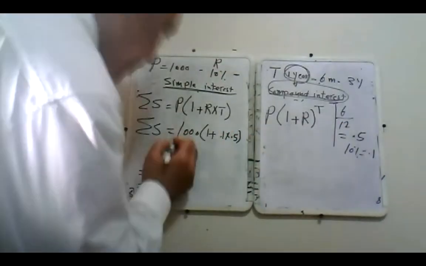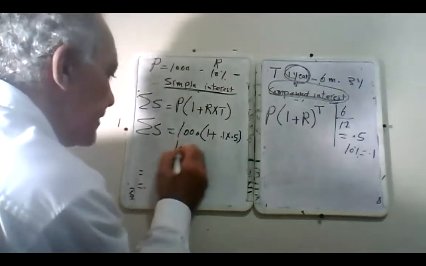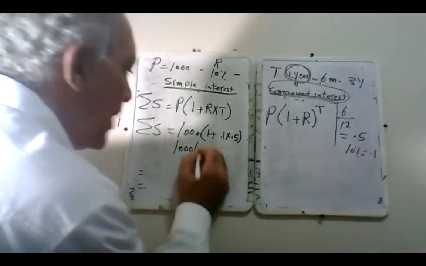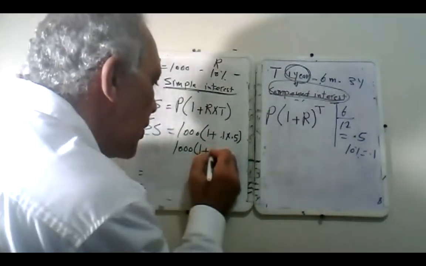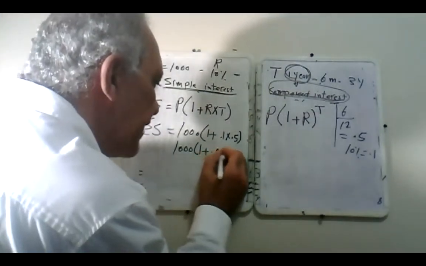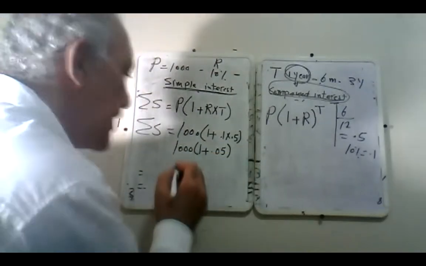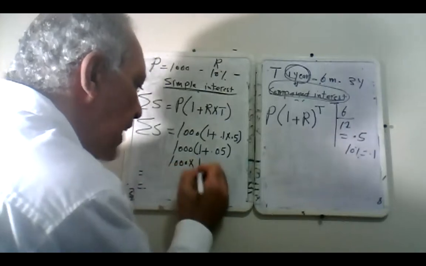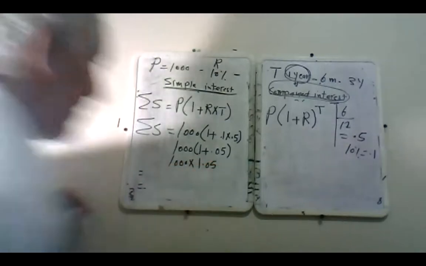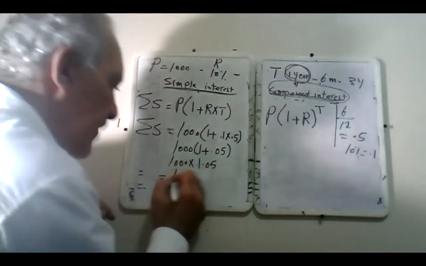Okay, so this goes this way. This will be $1,000 multiplied by (1 plus 0.1 times 0.5). This gives me 0.05. Then this will be 1,000 multiplied by 1.05. When I calculate it with the calculator, it gives me $1,050.